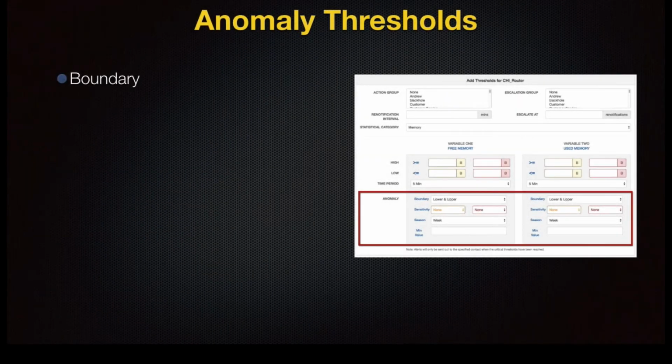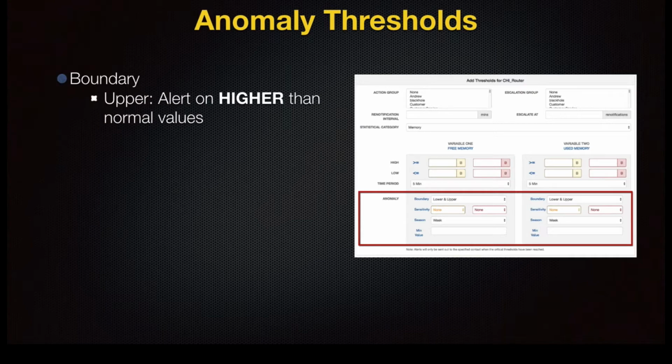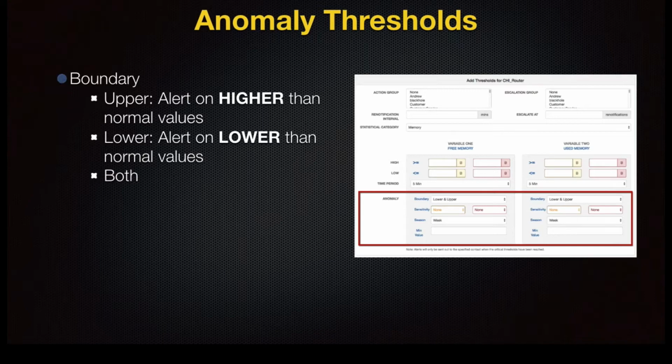Anomalies, on the other hand, are set based on a boundary. And these can be an upper boundary, which is if it's higher than normal, alert. It can also be a lower boundary to alert on lower than normal values, or you can do both. Once you've defined the boundary, you also define the sensitivity.